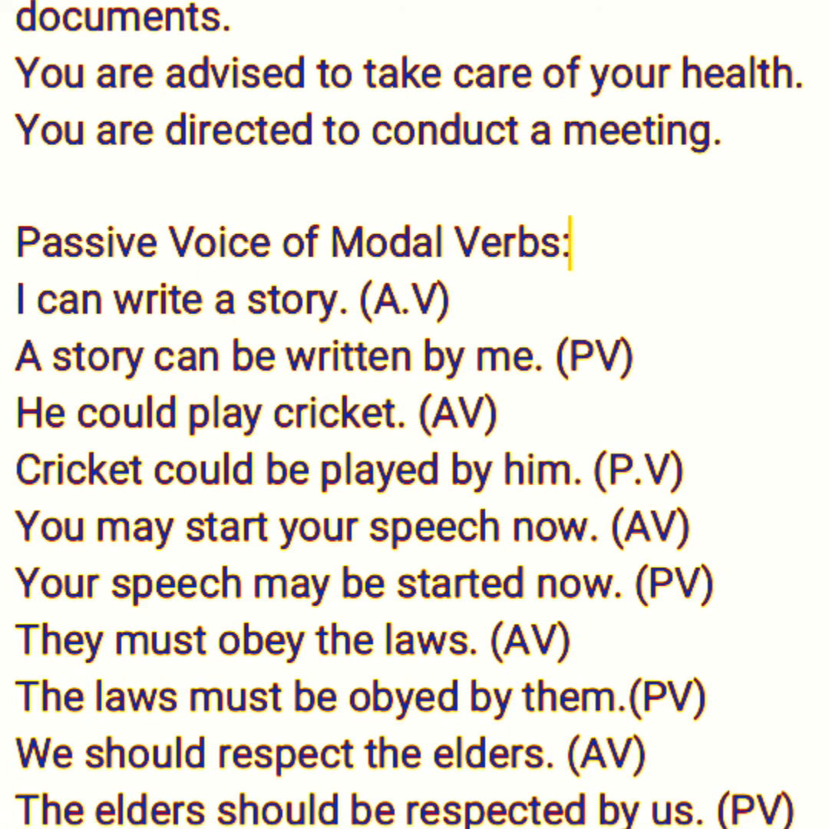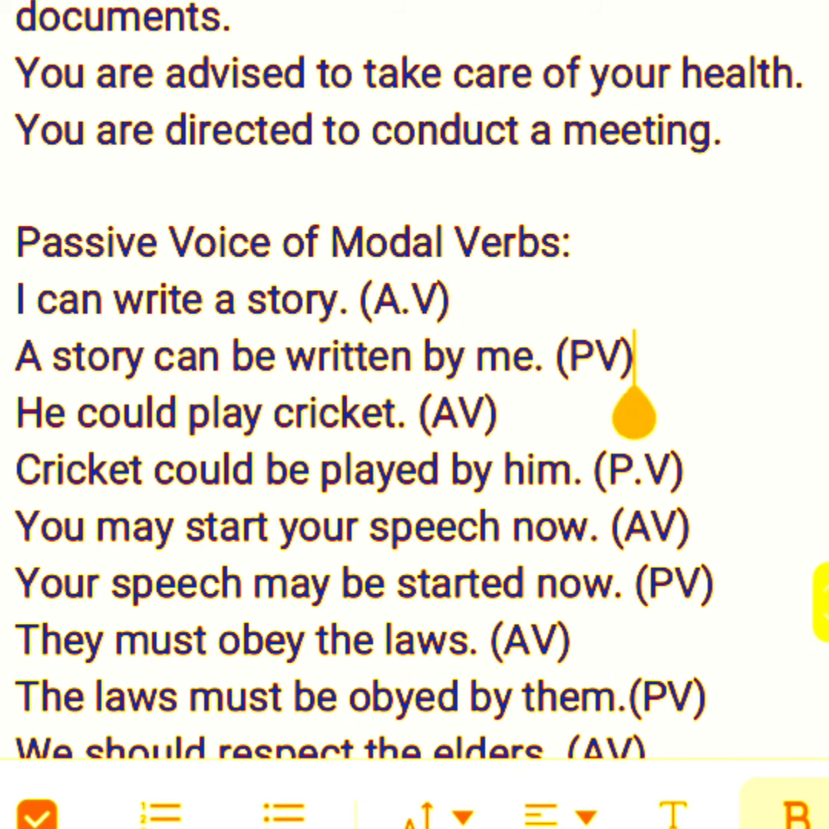And now the modal verbs, passive voice of the modal verbs. I can write a story. A story can be written by me. So when there are modal verbs like can, could, may, might, should, ought to, we just have to use be as additional verb and third form of the verb. Okay, a story can be written by me. And then he could play cricket, cricket could be played by him.